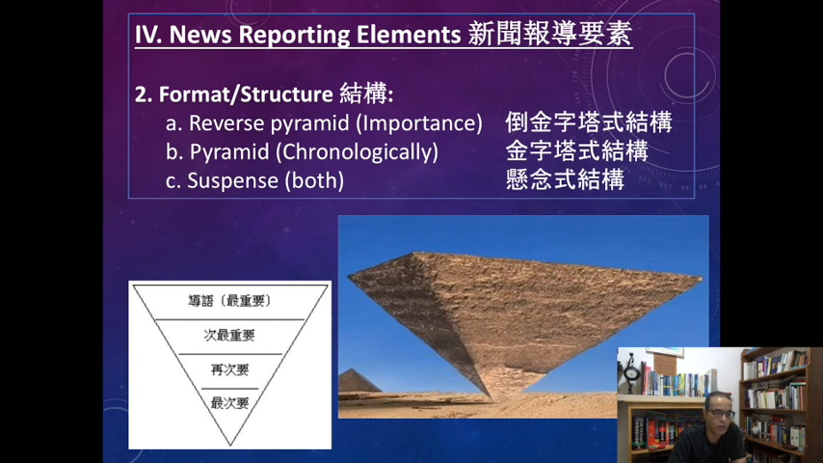The second format is called the pyramid. The pyramid format is the chronologically structured report, that you write like you're writing a story. So you start with the least important fact, then go down to more important ones, and end with the most important fact. But the most commonly used format is the reverse pyramid format. Then the third format is called suspense. That's a mix of both the inverted pyramid format and the pyramid format.